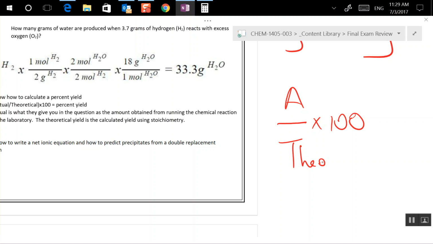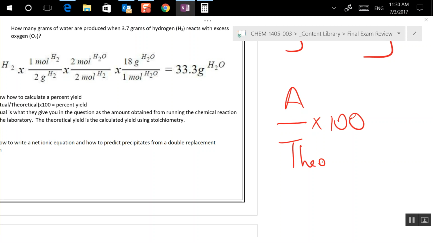The question has to state it. It tells you. You created this amount in the laboratory. Or it says you produced 2.5 grams. So if you reacted this much hydrogen and this much oxygen, you produced 2.5 grams of water. What's the percent yield? So they told you produced 2.5 grams. To find the theoretical yield, I would do the stoichiometry. I'd use my 2.5 on top, divide it by my theoretical, and multiply by 100 to find my percent yield.